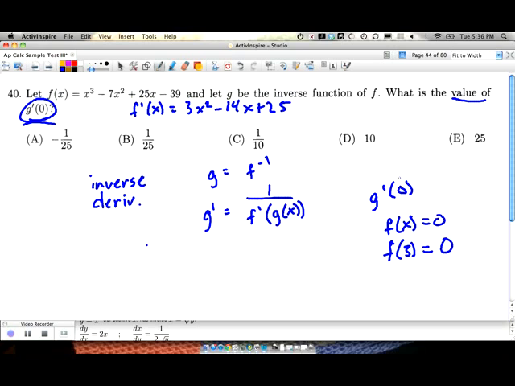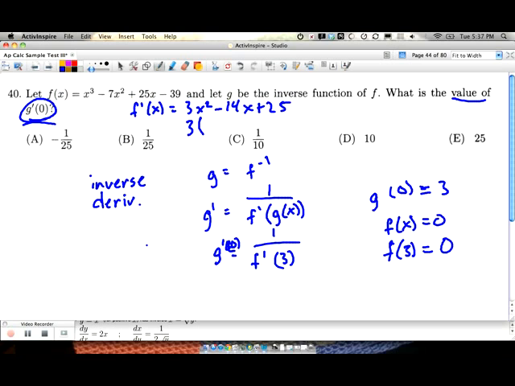That means g of 0 is equal to 3. Because inverse functions just invert the x and y. So f of 3 equals 0 means that g of 0 equals 3. So I'm looking for g prime of 0 is equal to 1 over f prime of 3. So I got to plug in 3 into this derivative. Well, let's just go ahead and figure this out because there are some fractions here. It's probably going to be one of these here.